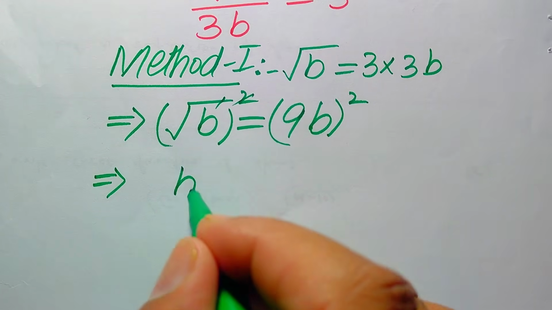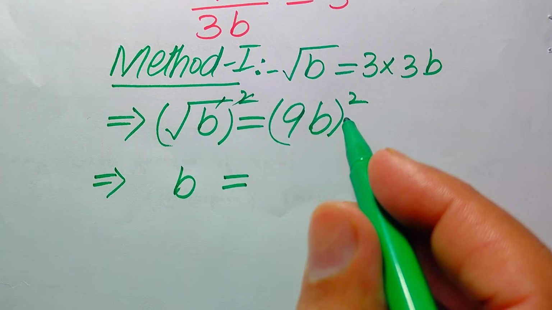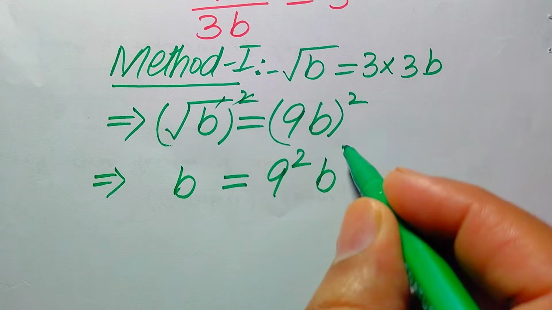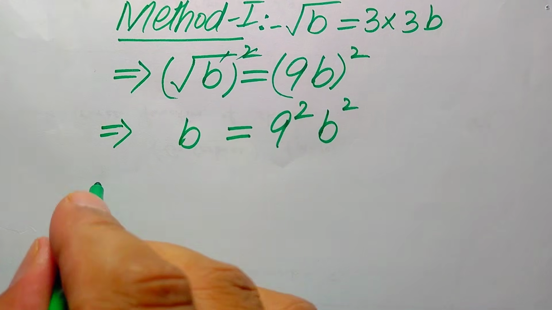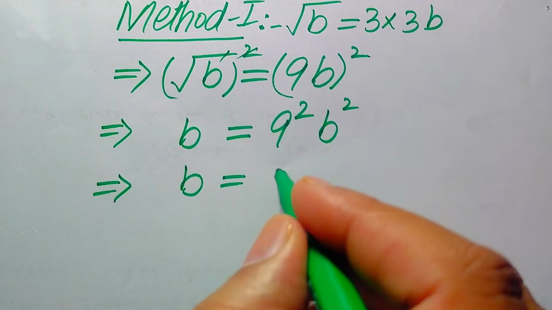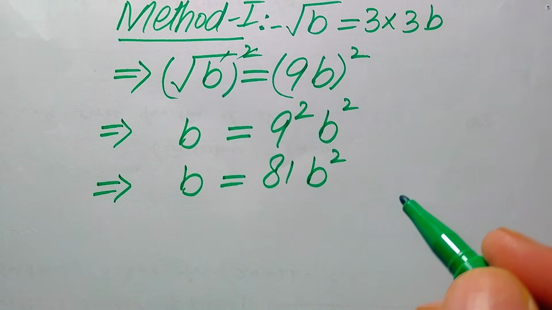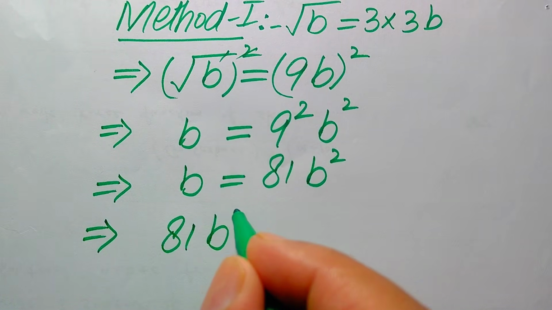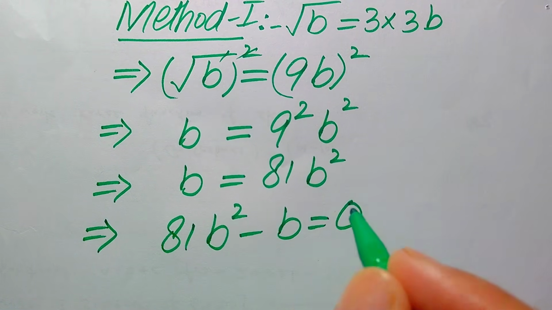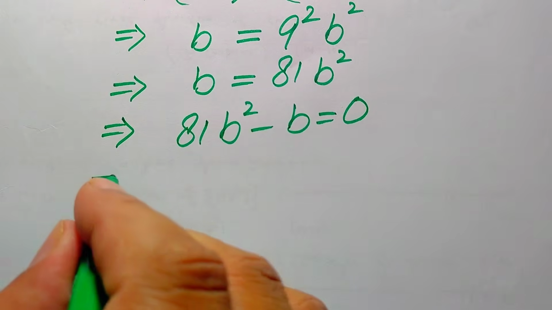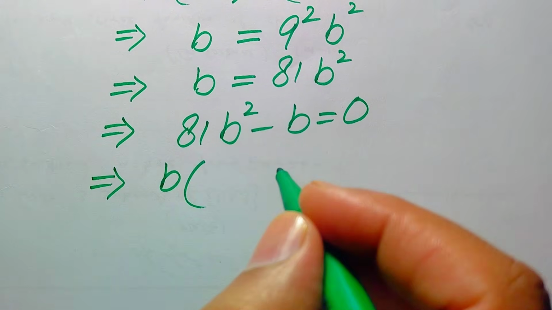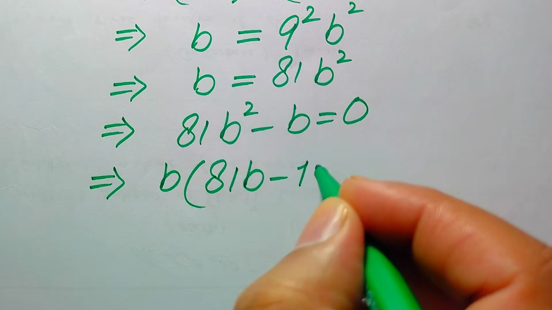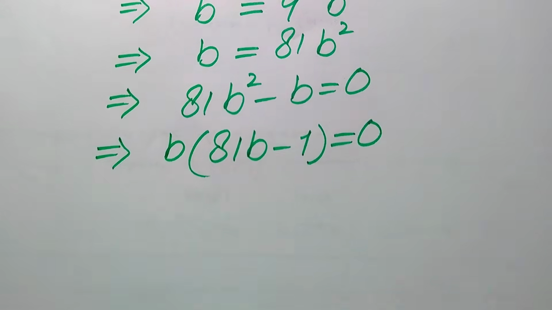This 2 and this square root are gone, and we get b is equal to (9b) whole square, and we know that the square of 9 becomes 9 square and the square of b becomes b square. So after that we have b is equal to 81 times b square, and further we move the term b from the left hand side to the right hand side, and it becomes 81 times b square minus b equal to 0. Now you see both of these terms involve b, so we take b common from here, and we get the remaining values as 81b minus 1, and this whole equation is equal to 0.